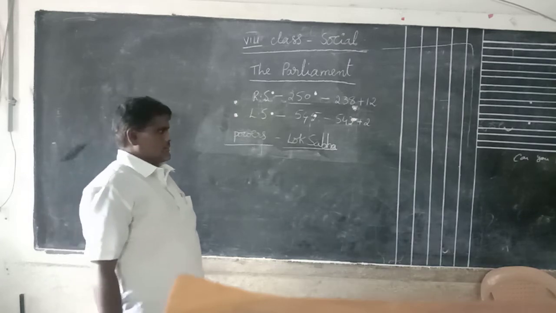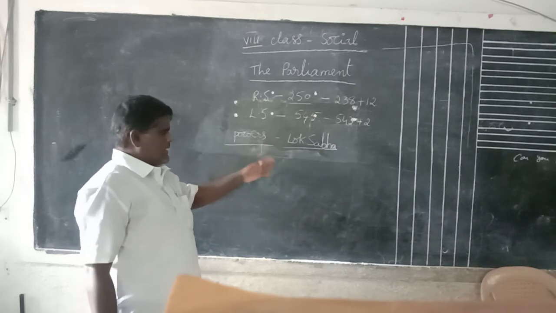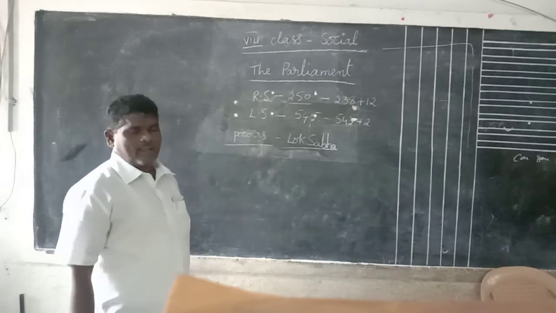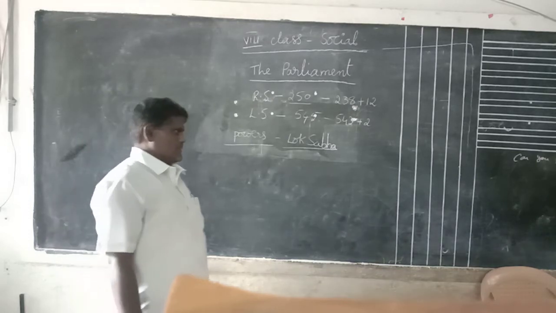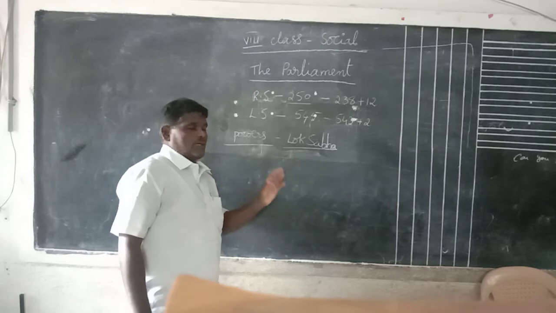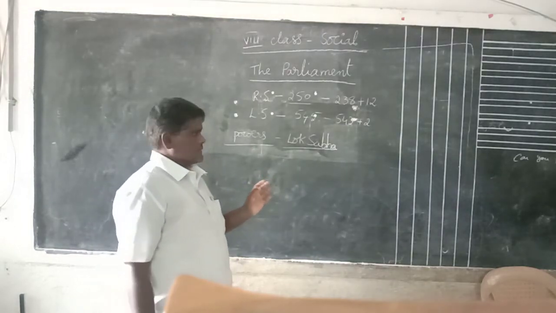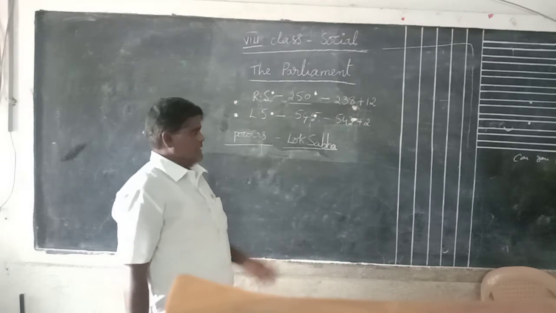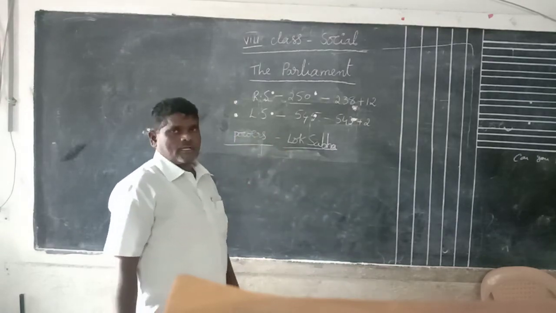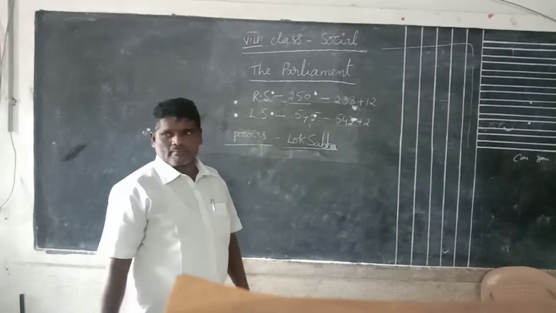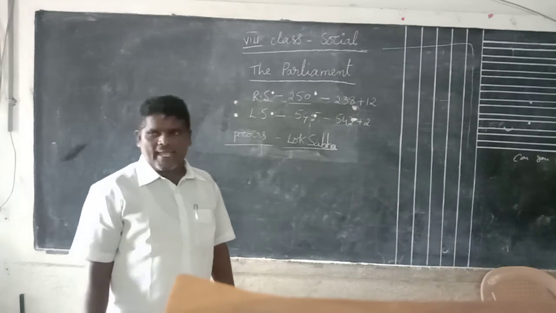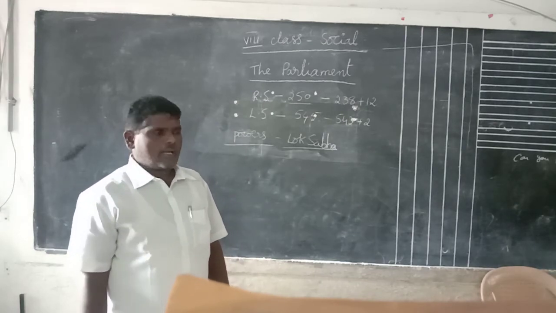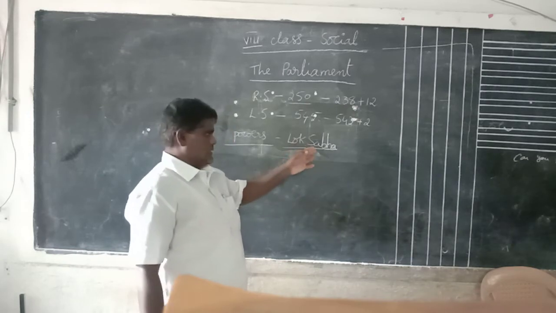Any bill produced in the Lok Sabha becomes an act. The bill is discussed in the Lok Sabha, then the members discuss it in the house. After the bill is discussed by the total Lok Sabha members, the majority approves the bill, and automatically the bill becomes an act. Any bill can be introduced in the Lok Sabha.